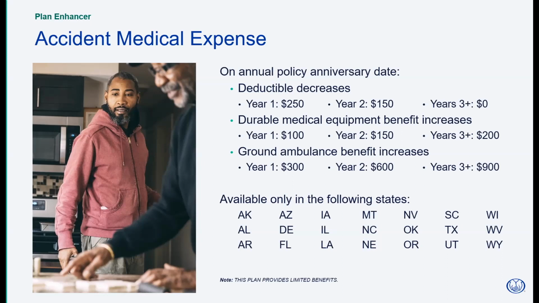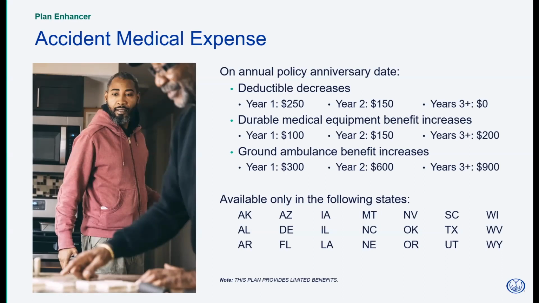In addition to that, there are increasing benefits when it comes to durable medical equipment, as well as ground ambulance benefits. So let's go into that a little bit. The durable medical equipment benefits, year one, will be $100. But in year two, that benefit increases to $150. Year three, that benefit goes to $200, and then year three and on, it continues at $200.